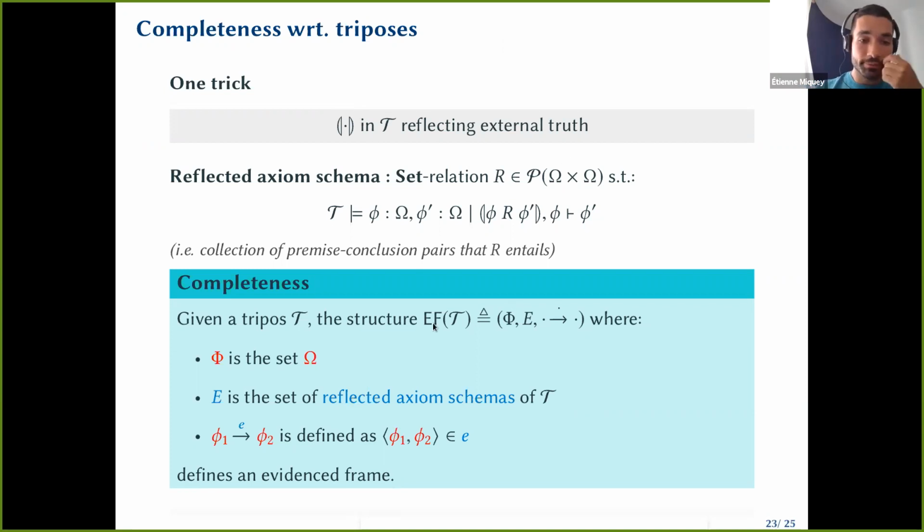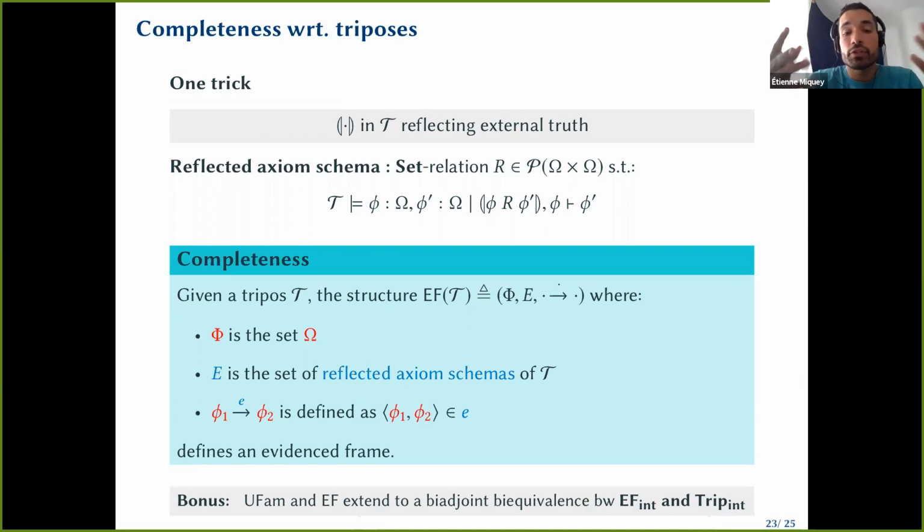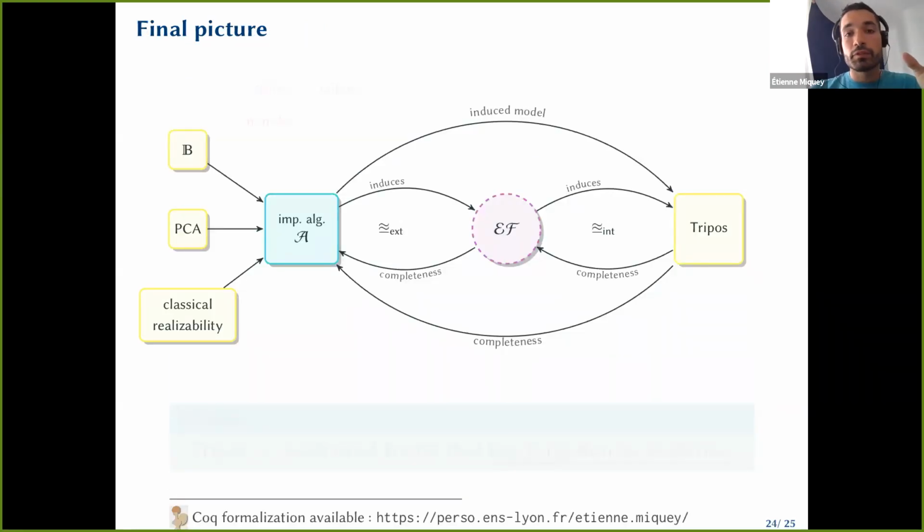And when we look at the construction here, we have the set of propositions, which is the set of propositions of the tripos. And the set of evidences is somehow a subset of the relations on propositions. So we can see that we don't have any computational information. We somehow have lost the notion of evidences once we reach the tripos. But again, we have a way to show that if we do the round trip from triposes to evidence frame and back to triposes, or starting from evidence frame, we get something that is equivalent, and we actually have a bi-adjoint bi-equivalence between the two constructions to go from triposes to evidence frames and the converse. So that would be the final picture.